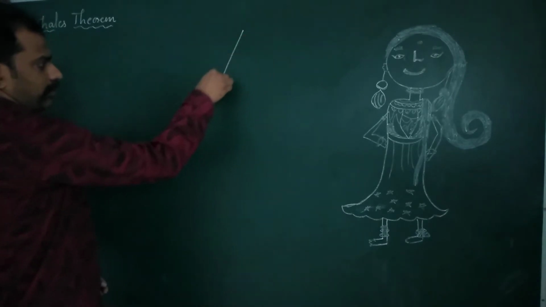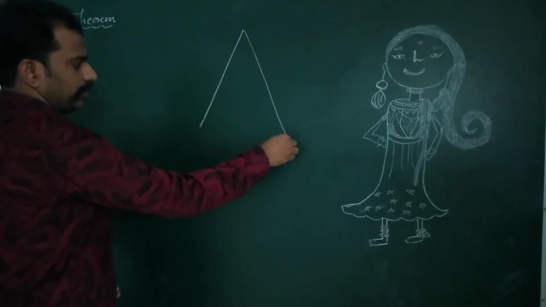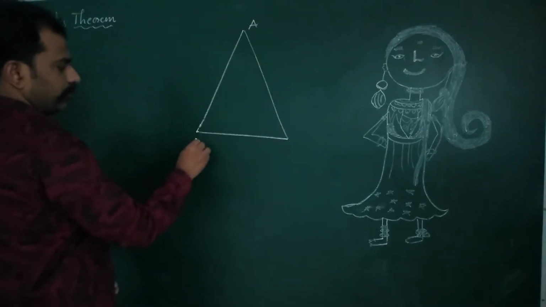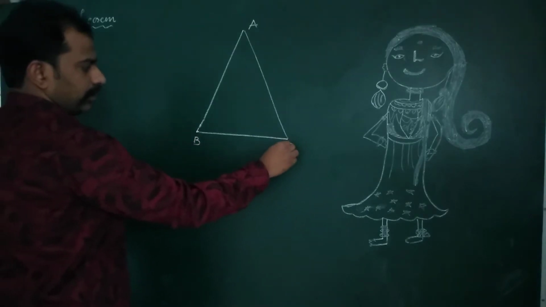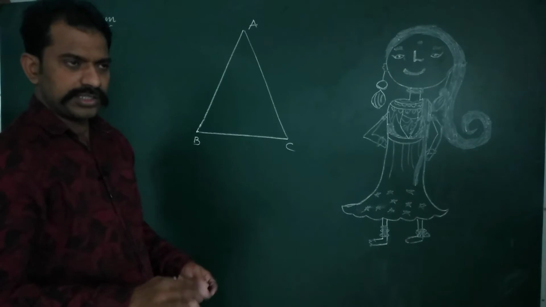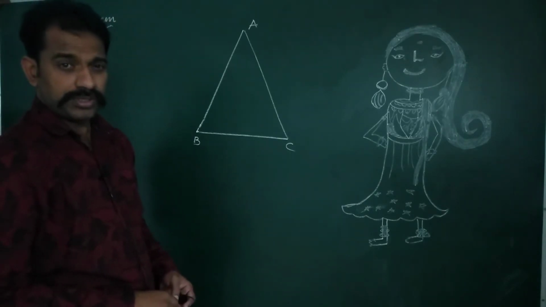Let us see the statement of the Thales theorem. In any triangle ABC, if a line is drawn parallel to any side, that line will divide the other two sides in equal ratio. That is the statement of Thales theorem. We call the Thales theorem the basic proportionality theorem also.